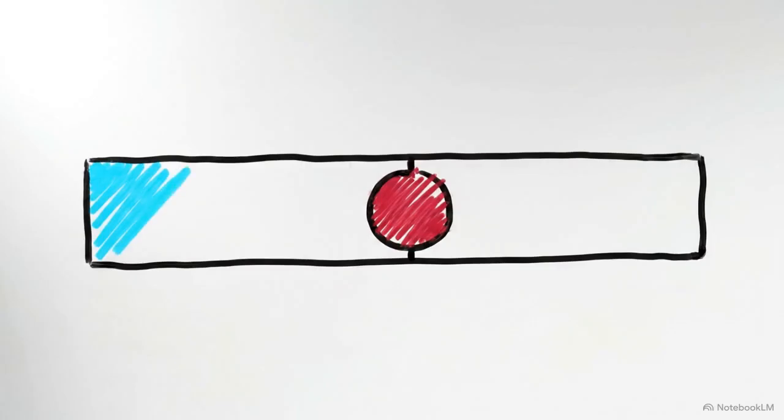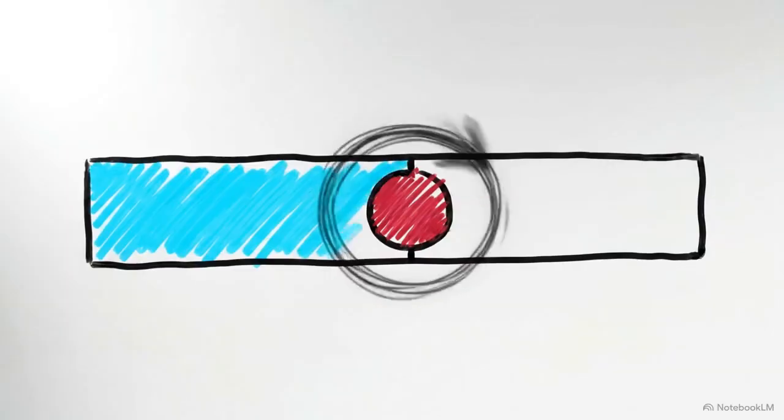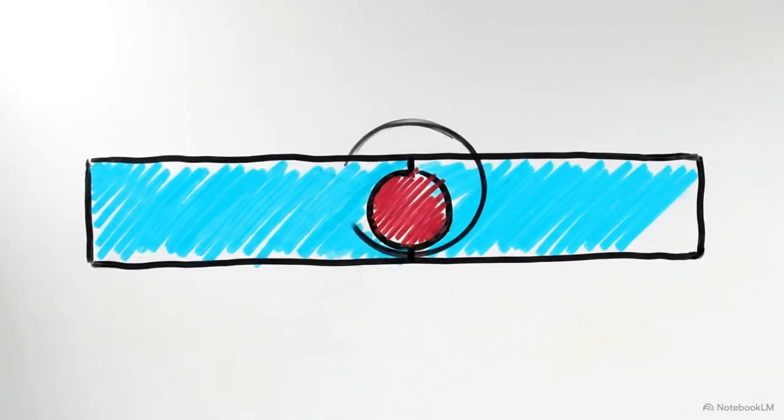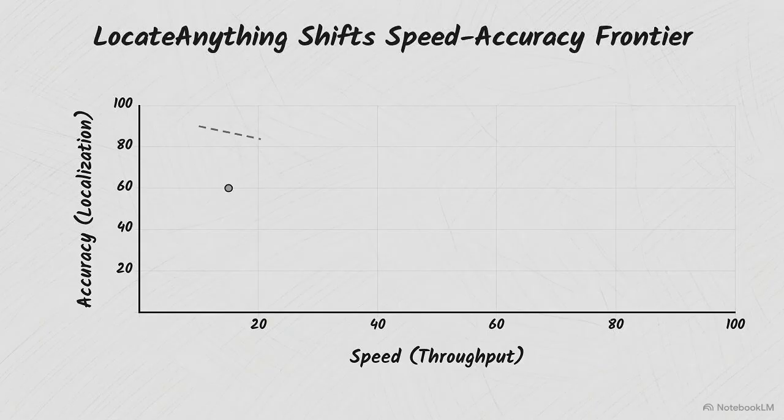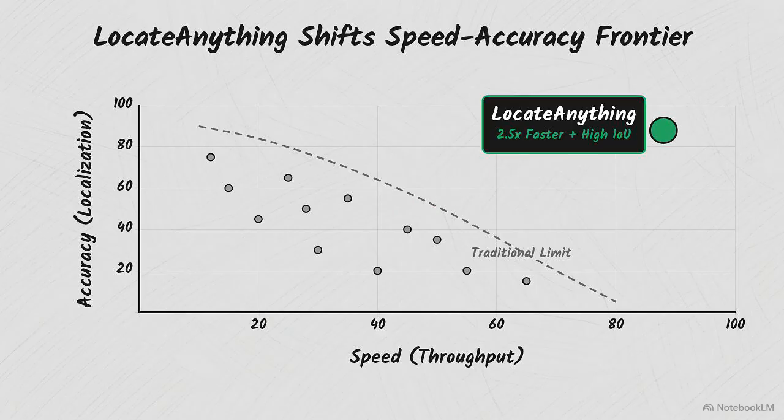This localized correction preserves the vast majority of the speed gains associated with parallel processing, while maintaining the reliability of traditional sequential decoding. By aligning token architectures with geometric reality and gracefully deferring to sequential logic only when visual certainty drops, LocateAnything successfully shifts the speed-accuracy frontier.